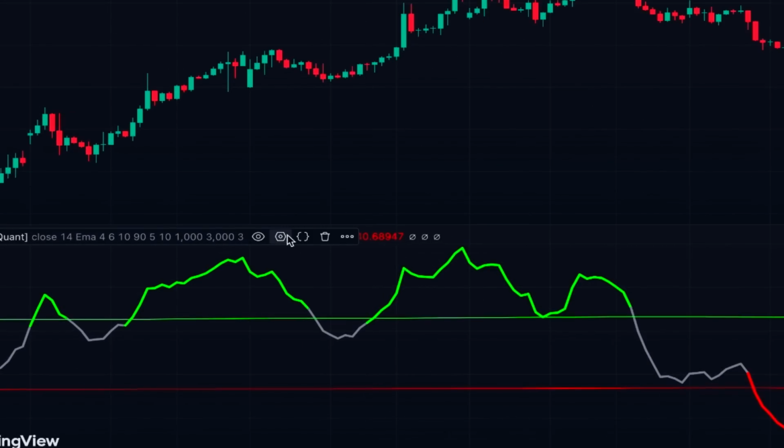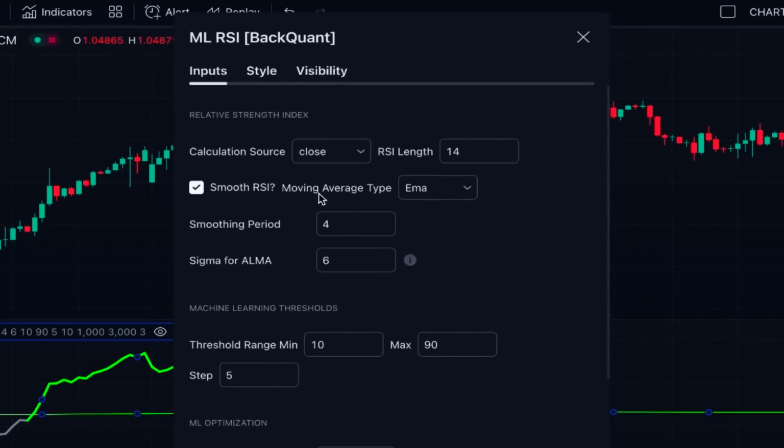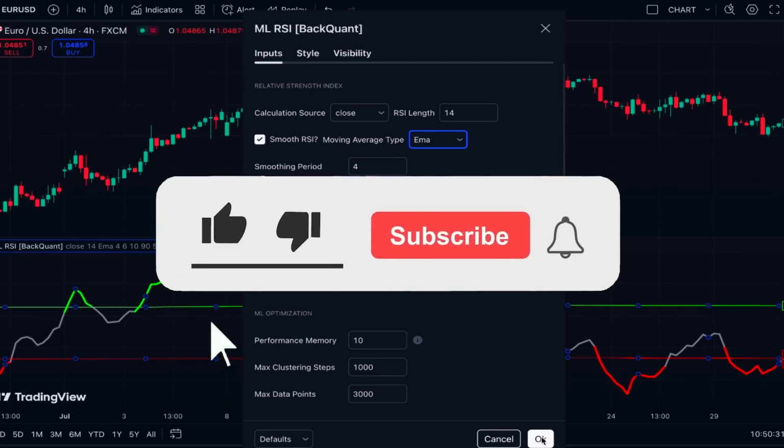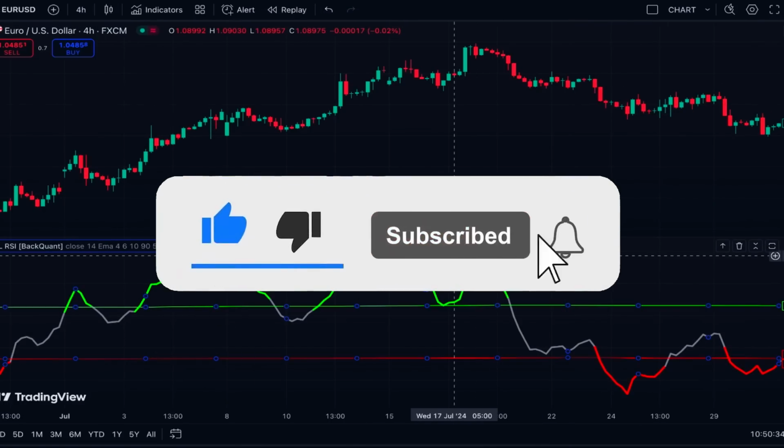Here in the settings of this indicator, you can see that the moving average type for the smoothing method is set at EMA by default. There is a list of different types of moving averages here, which, based on your trading strategy and the smoothness that you expect from your RSI, you can choose your desired moving average type. We continue with EMA, which is a good choice for the analysis and the strategies that I want to explain.